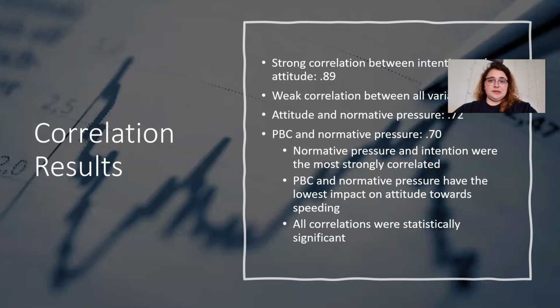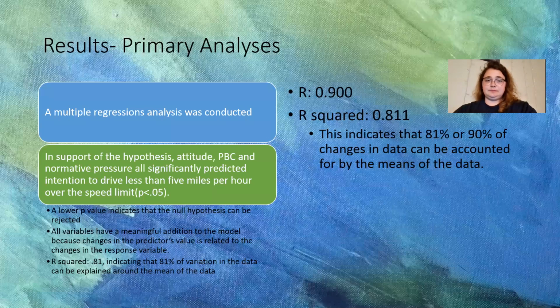So as you can see in our correlation results, there was a strong correlation between intention and attitude, which was at 0.89. There was a weak correlation between all other variables. The correlation between attitude and normative pressure was 0.72. The correlation between PBC and normative pressure was 0.70. Normative pressure and intention were the most strongly correlated in the study, and PBC and normative pressure have the lowest impact on attitude towards speeding. All correlations were statistically significant, however, some were stronger than others, as you can see on this slide.